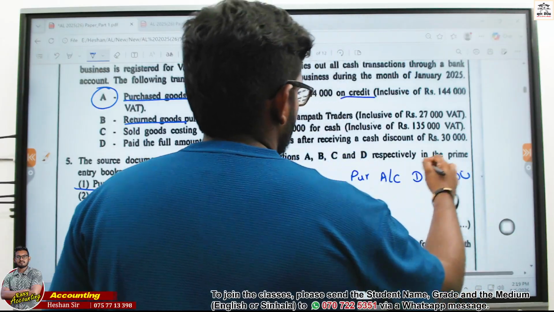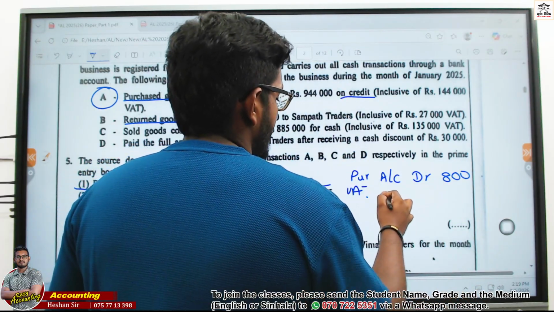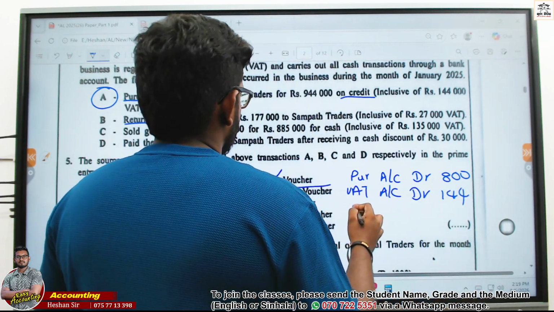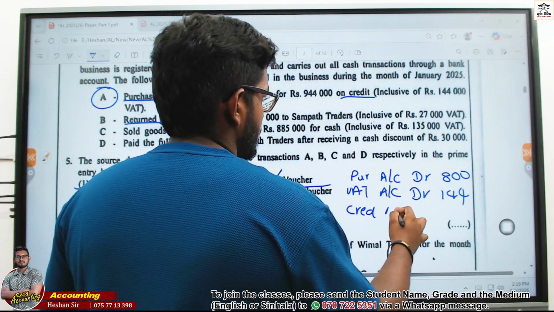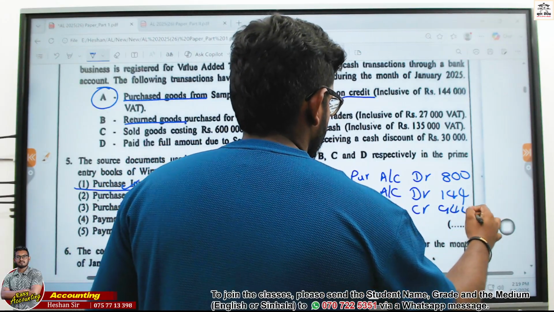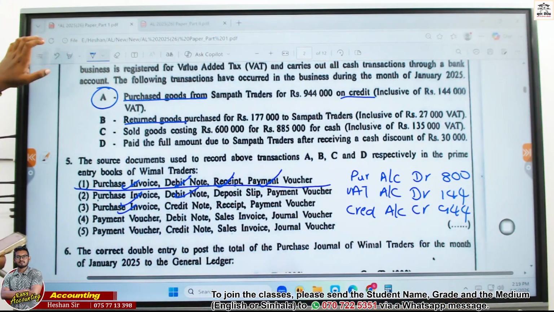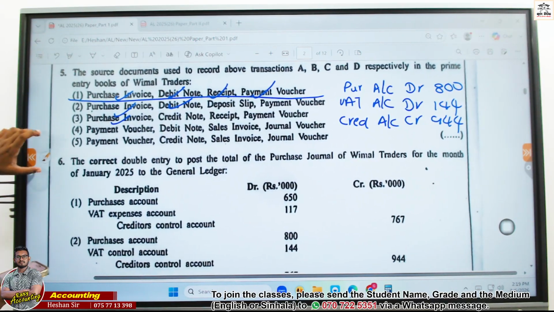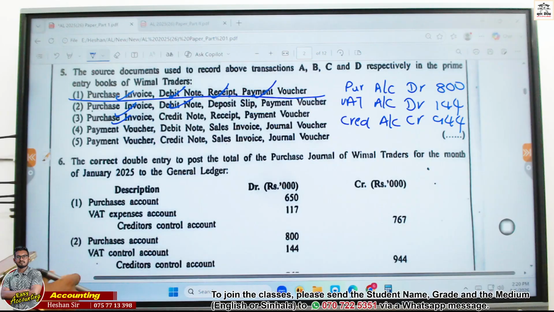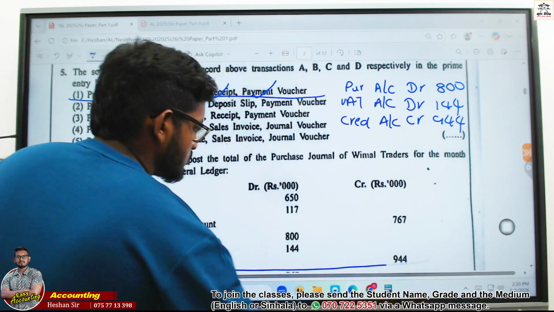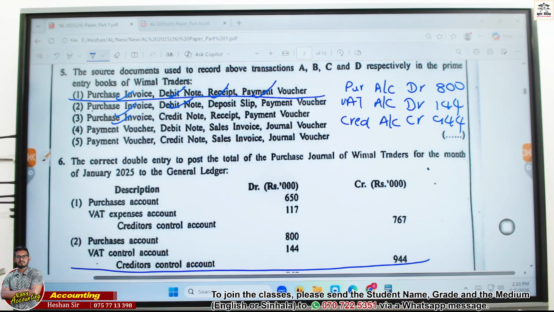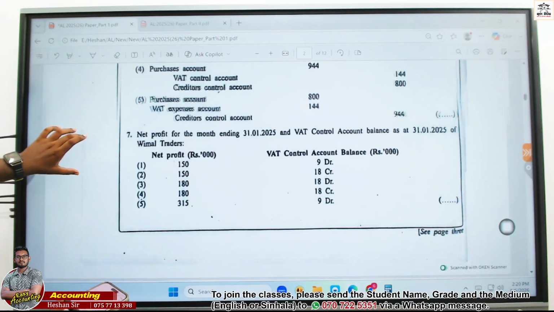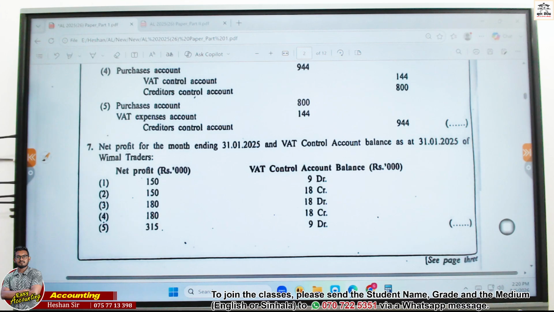800. When we purchase the goods, VAT liability decreases. VAT account debit 144. So creditor control credit 944. That is the answer. Purchase account debit 800, VAT control account debit 144. This is answer number 2. Purchase journal comes only the purchases; purchase returns we don't deduct from the purchase. Next one.